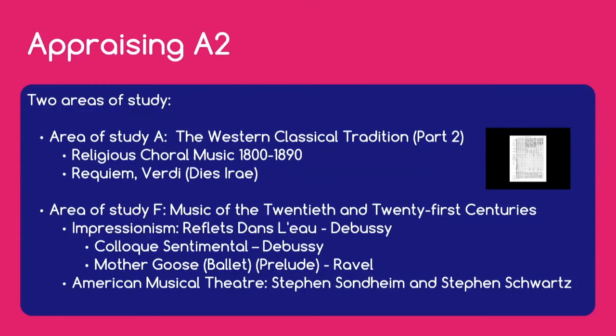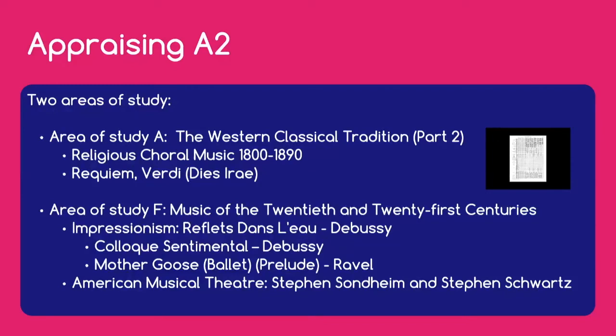So finally, to the A2 appraising. We build on the work that we've completed at AS level. So again, we look at religious choral music, but rather than looking at 1730 to 1800, which encompassed the end of the Baroque period and the beginning of the classical period, we now look at 1800 to 1890, which is the end of the classical period and into the majority of the Romantic era. And the work we look at in detail is the Requiem Mass composed by Giuseppe Verdi, a huge mass in the canon and a fantastic one to analyse.